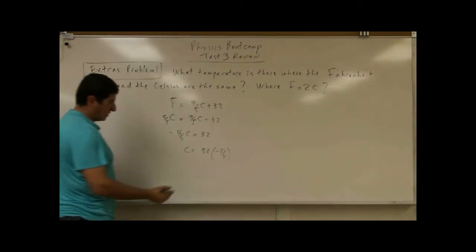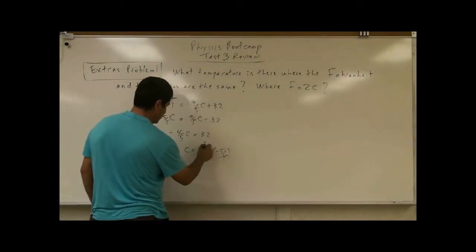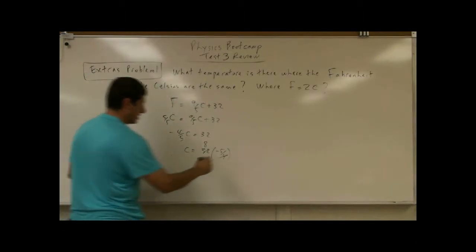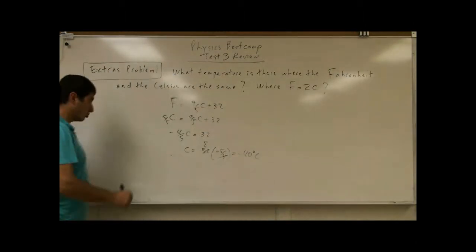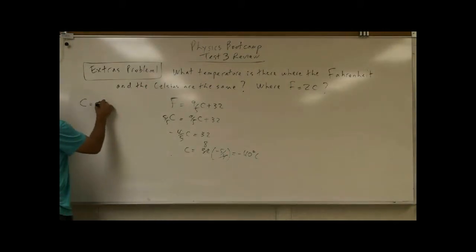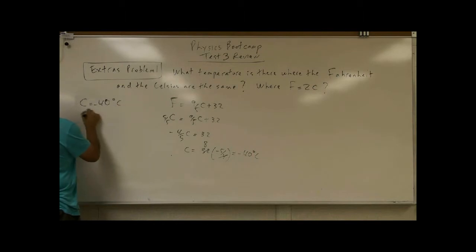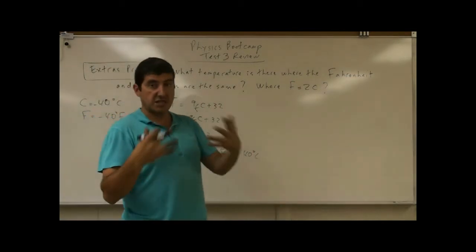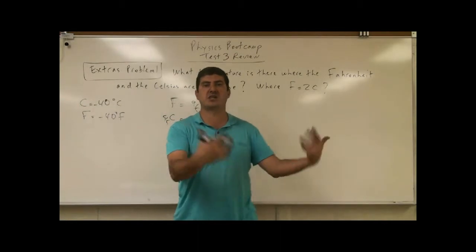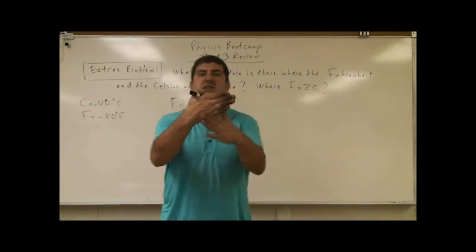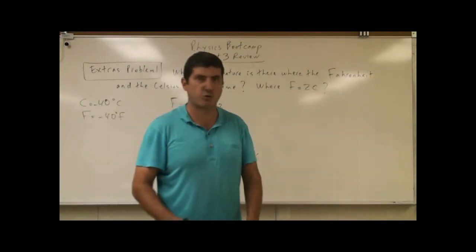And what does that give you? Well, 4 goes into 32 8 times, and that's going to give you negative 40 degrees Celsius. So a Celsius temperature of negative 40 Celsius and a Fahrenheit temperature of negative 40 Fahrenheit, they are the same. A temperature which is negative 40 Celsius is also negative 40 Fahrenheit. The Fahrenheit and the Celsius cross each other at that point.